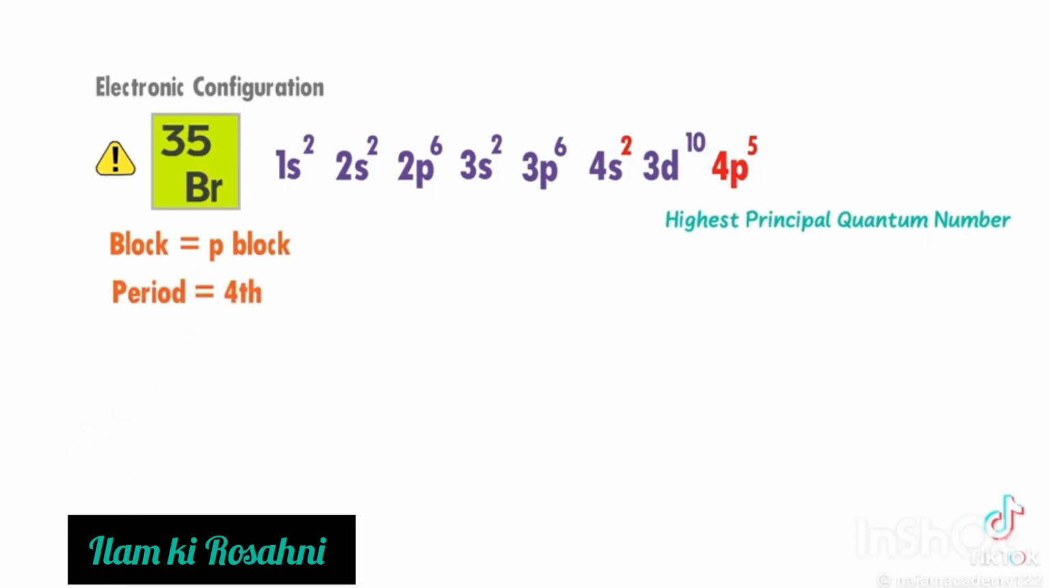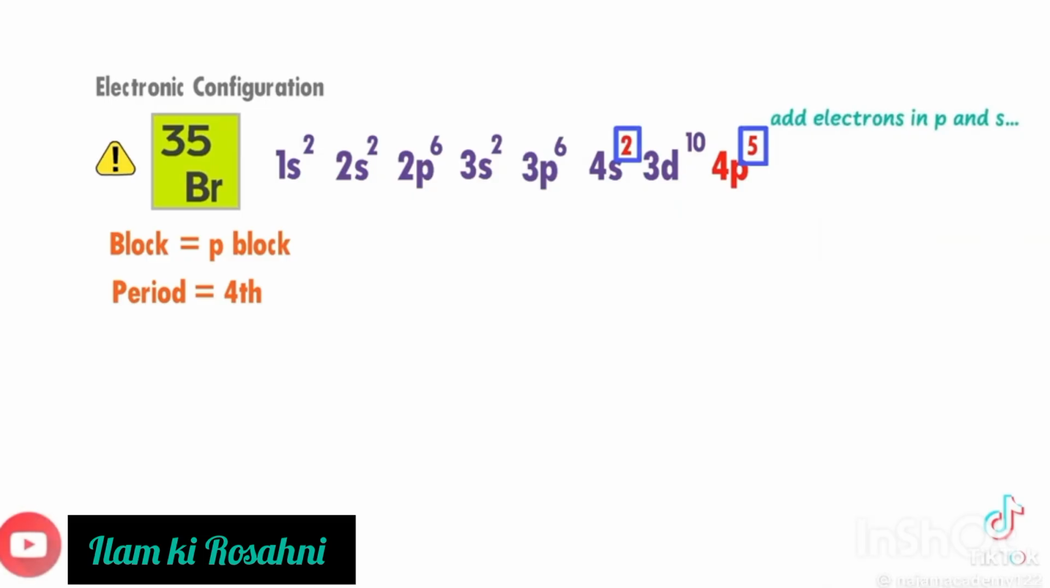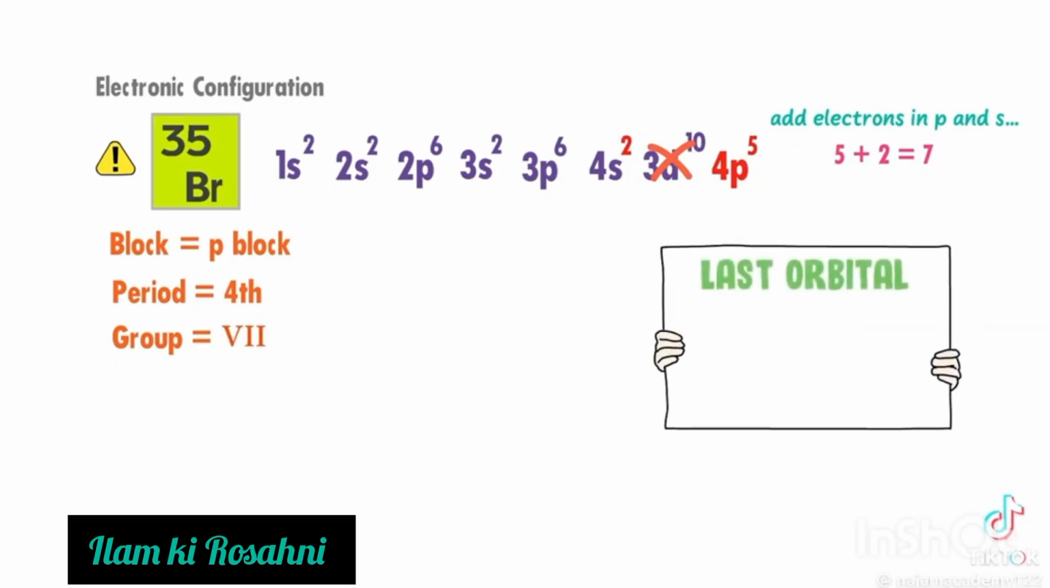Now to find the group number, always add the electrons in the p and s orbitals. You may be thinking that there is a d orbital in between. Well, always cross it out. So 5 plus 2 is equal to 7. The group number of bromine is 7. We know that when the last orbital is p, its subgroup will be A. Thus bromine is present in the 7th A group. I hope that you have learned how to find the group, period, block and subgroup of any element.